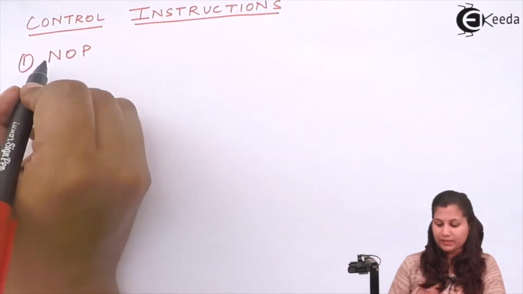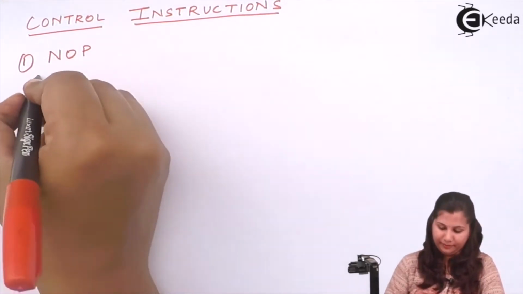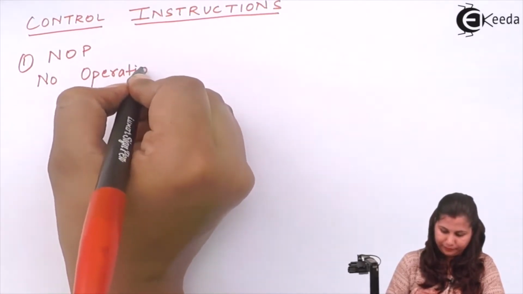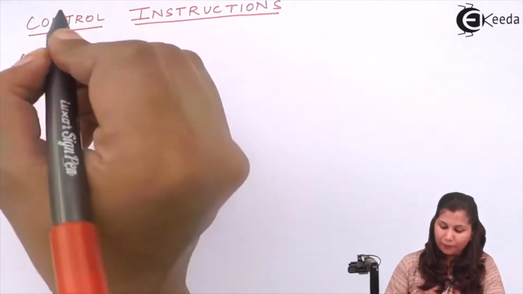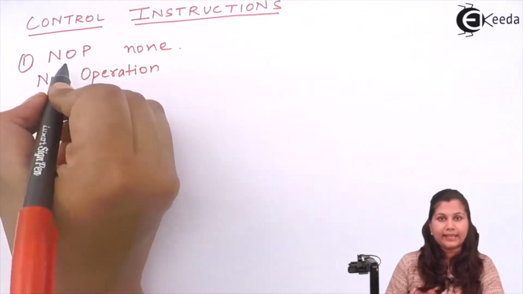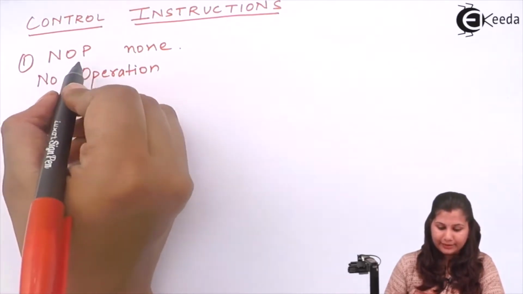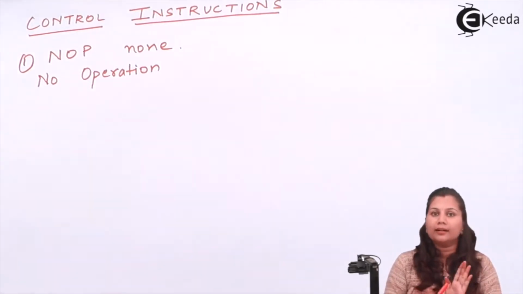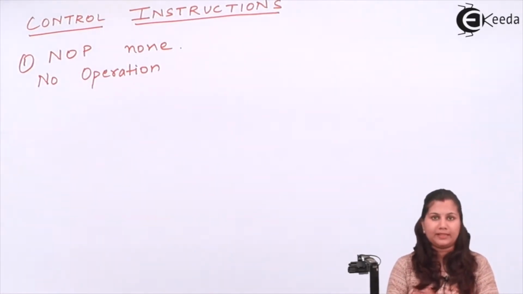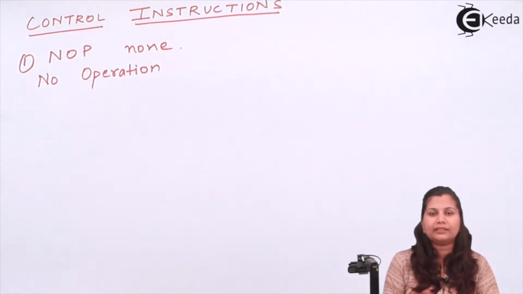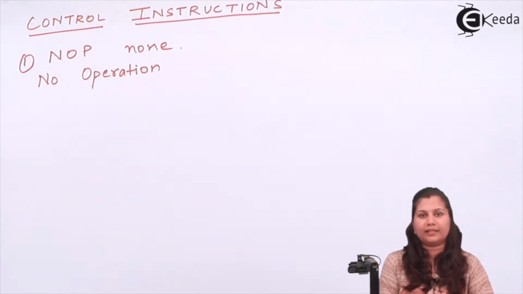This instruction means no operation. There is no operand in this. We only write NOP in the program, and this instruction means that no operation is being performed by the 8085 microprocessor. The microprocessor will stop all its operations and it will remain in that state, whatever task it is performing.